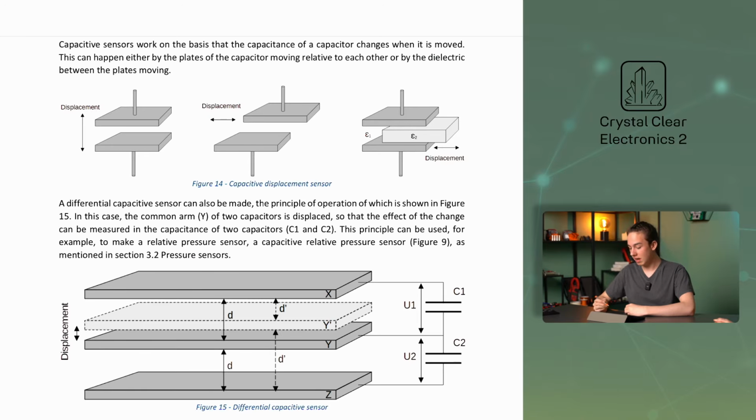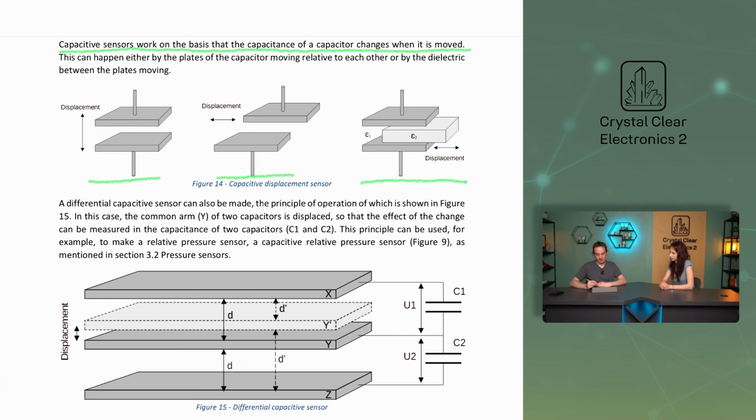Capacitive sensors work on the basis that the capacitance of a capacitor changes when it is moved. This can happen either by the plates of the capacitor moving relative to each other, as we can see in the first two figures, or by the dielectric that is moving between the plates, as you can see in the third figure.